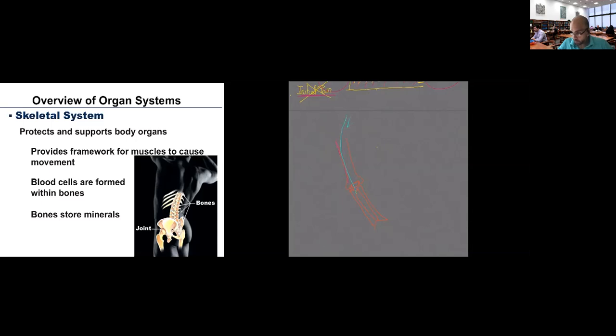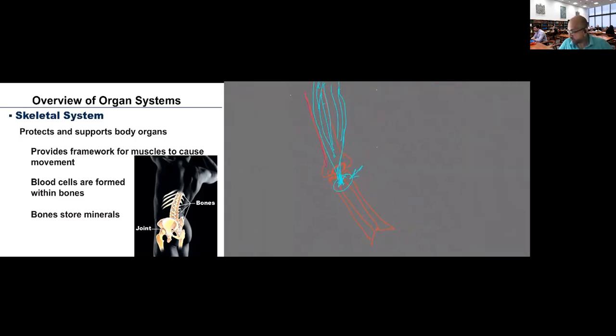Biceps, exactly. The biceps. So how's the biceps gonna be performing a flexion of your forearm? The biceps is gonna be attached to 2 points. One is gonna be the origin and one is gonna be the insertion.